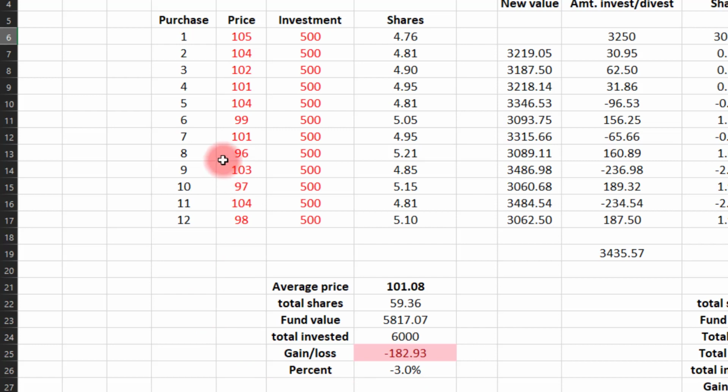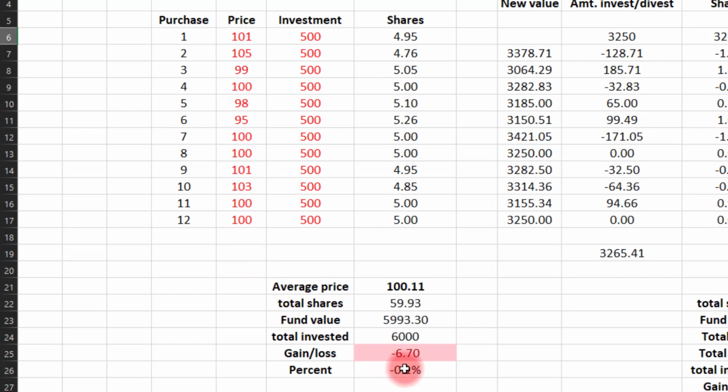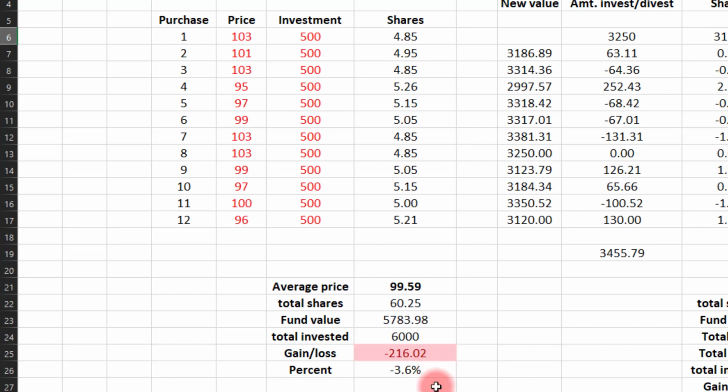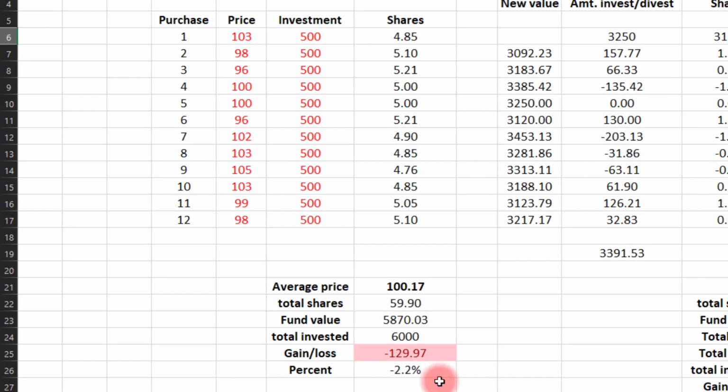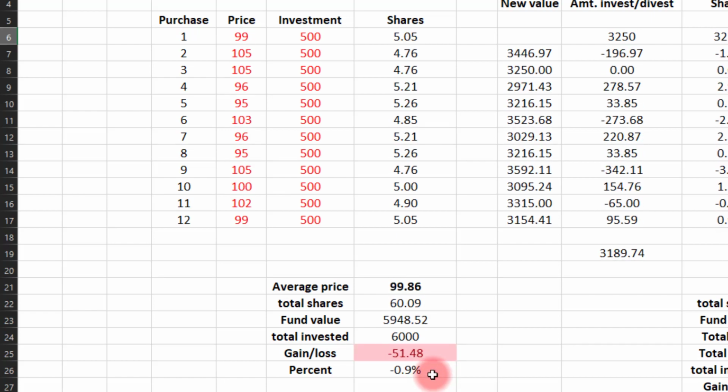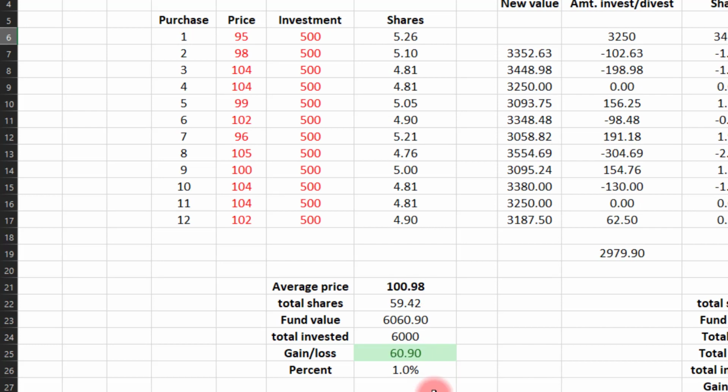I'm going to hit F9 to recalculate these. And what I've done is I've actually told Excel to give me a random price between 95 and 105. So the average price is 100, but we're just fluctuating plus or minus 5%. And now we're down $6.70, about 0.1%. Now we're up 311 bucks, up 5%, down 216 bucks. We're up, we're down, down, up. You can see that we kind of oscillate back and forth between gains and losses.